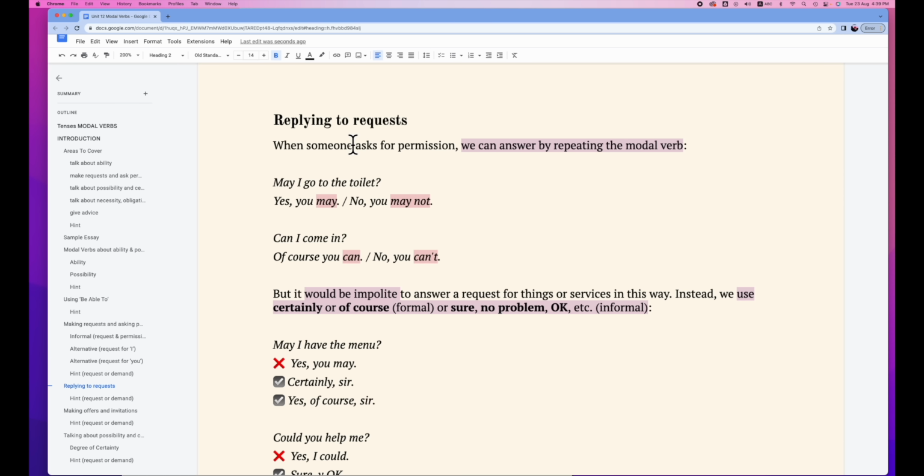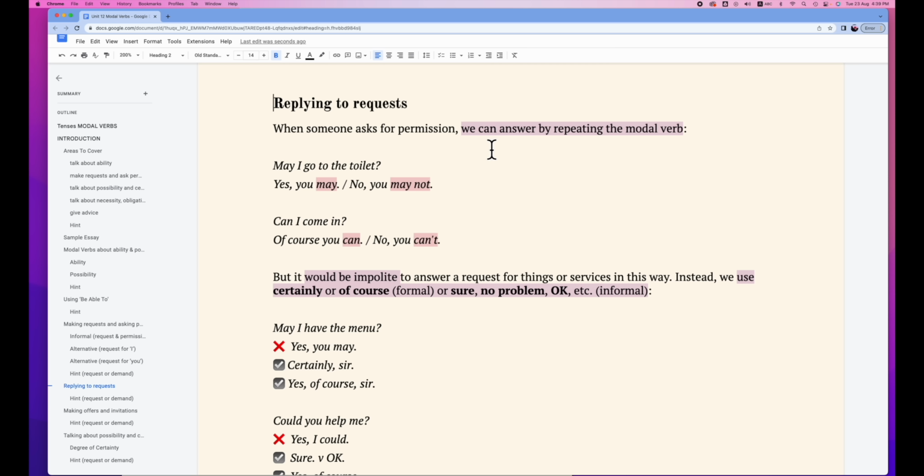Next, we are using modal verbs to reply to requests. Let's take a look. When someone asks for permission, we can answer by repeating the same modal verb. May I go to the bathroom? Yes, you may. Or no, you may not. Can I come in? Of course you can. No, you can't. However, if you're just repeating these modal verbs, it could be a little bit impolite.